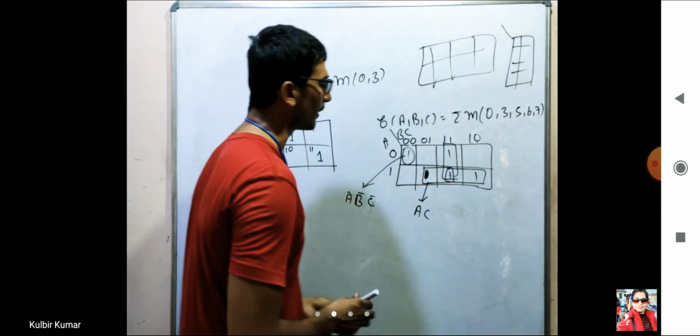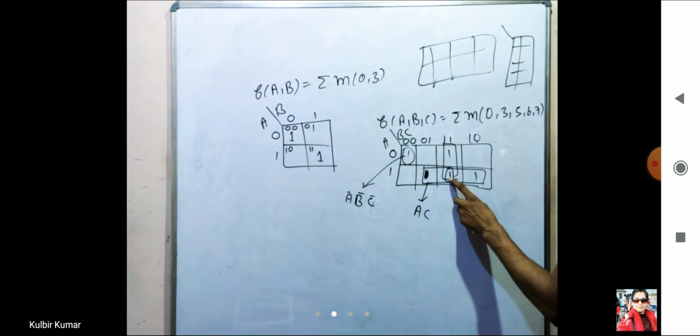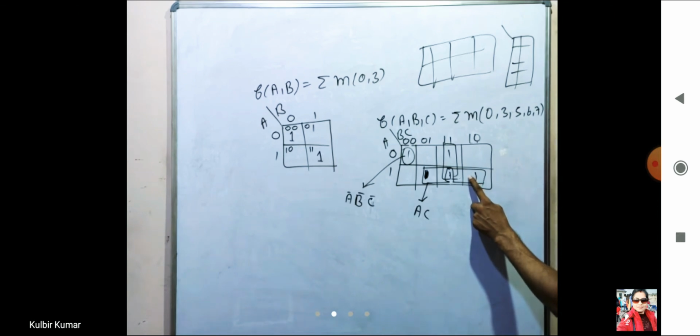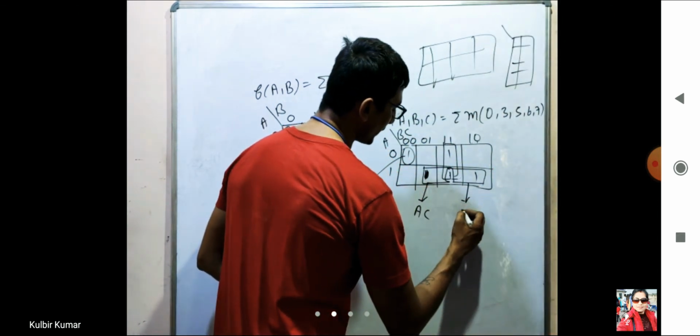And what about this one? In दोनों ones में common क्या है? Let us see. This one is for ABC. This one is for AB and C complement. So simply I can write here it is for mean term AB.